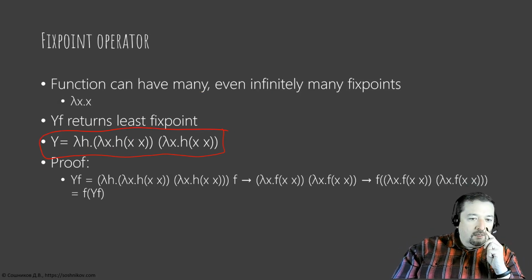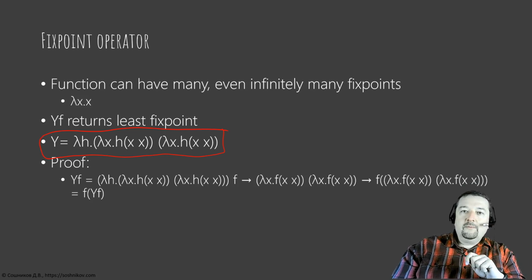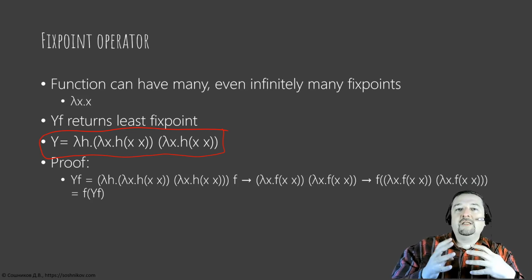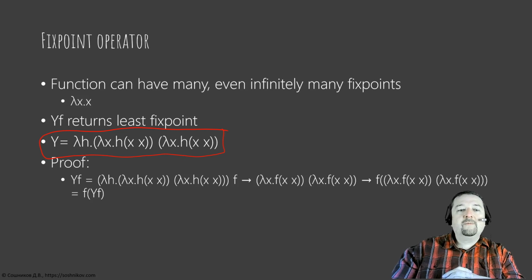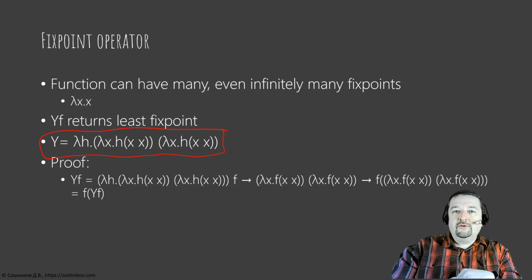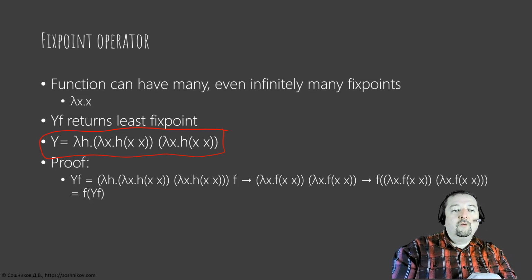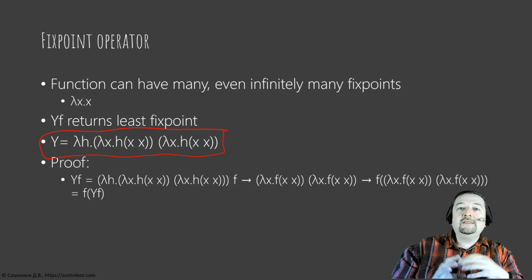There is one important thing here, is that when we talk about fixed points, the function can have infinitely many fixed points. For example, the function lambda_xx has many fixed points, infinitely many fixed points. Any number is the fixed point of this function. However, if we want the operator to return one fixed point, we need to specify which fixed point it returns. And YF, we wanted to return the least fixed point.